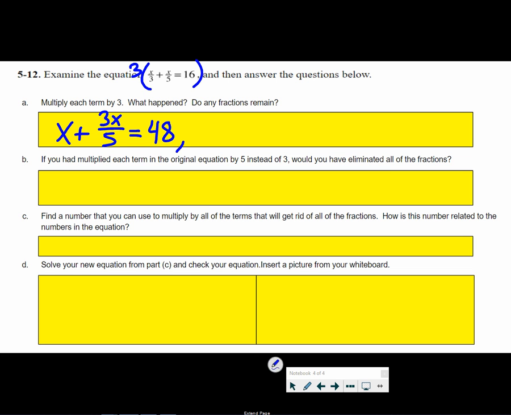So what happened? The x over 3 denominator was eliminated, but I still have fractions.